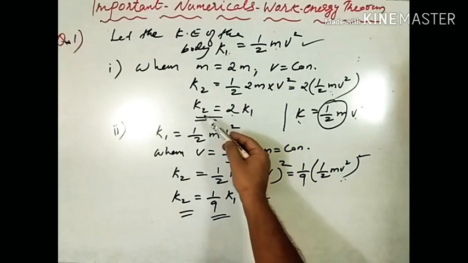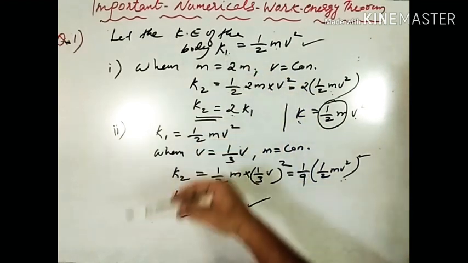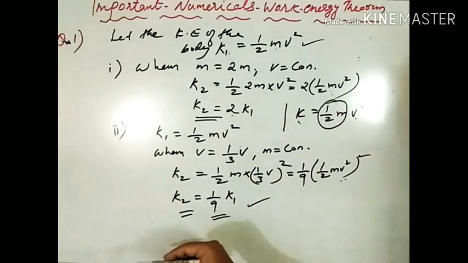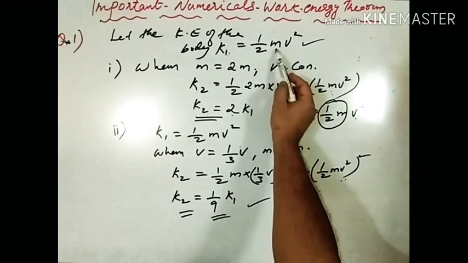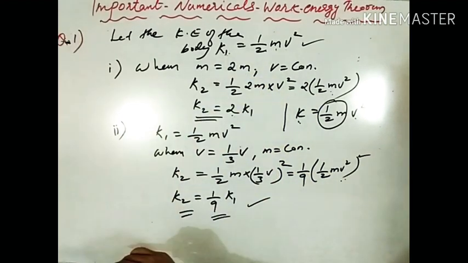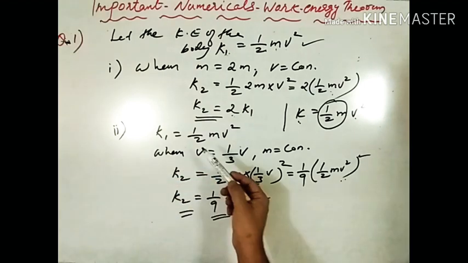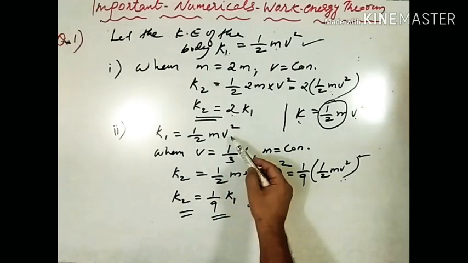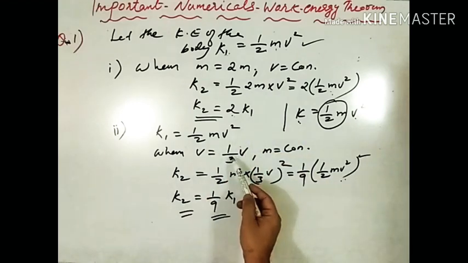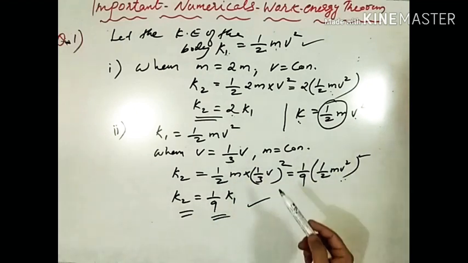So it means that the final kinetic energy becomes double, 2 times that of the initial kinetic energy when the mass is doubled. It is obvious from the expression. And the velocity remaining constant, if you double the mass, kinetic energy also will be doubled. Alright? Okay. So in the second part, we are reducing the velocity to 1/3 of its initial value. So the initial kinetic energy is half mv square. When v is equal to 1/3 of the initial velocity, of course m remaining constant, let's check it out.